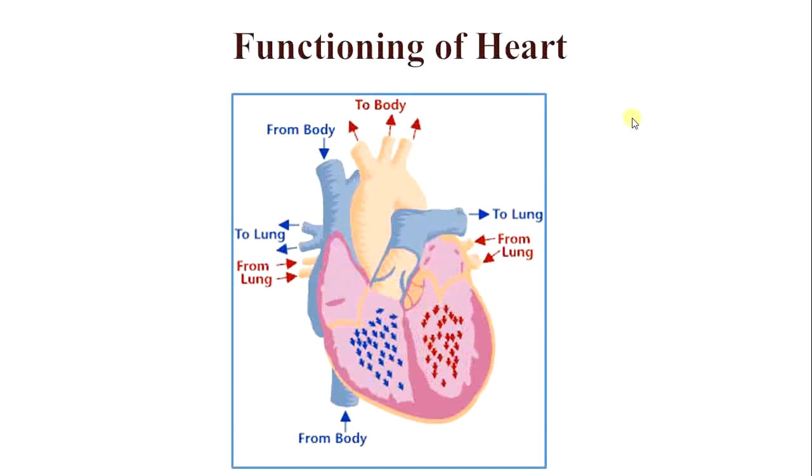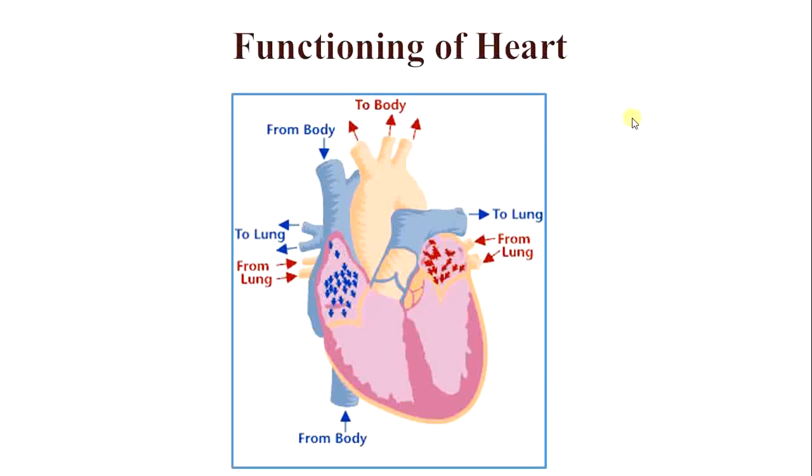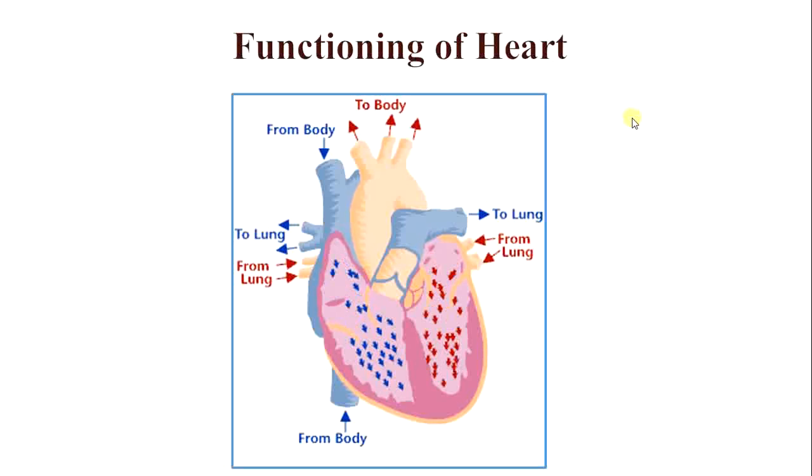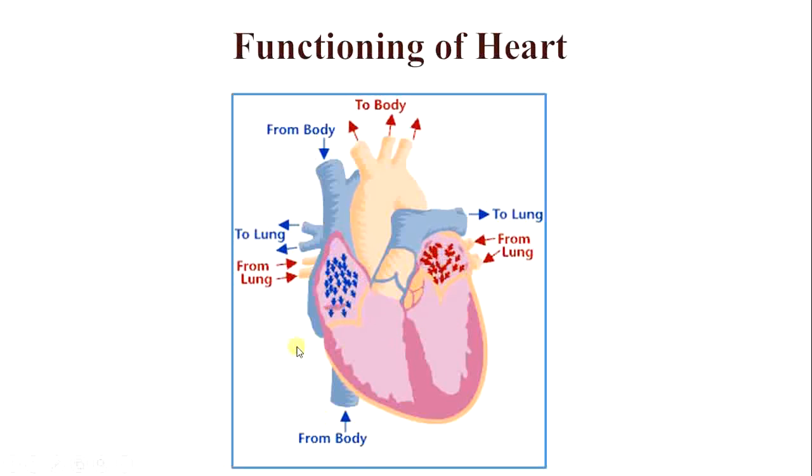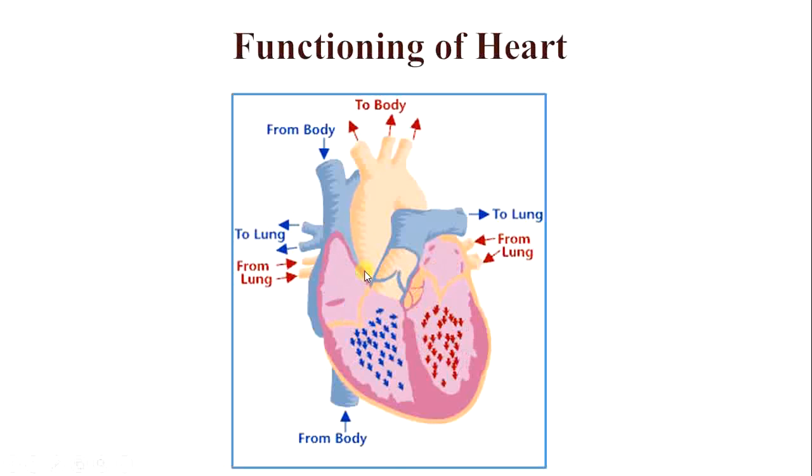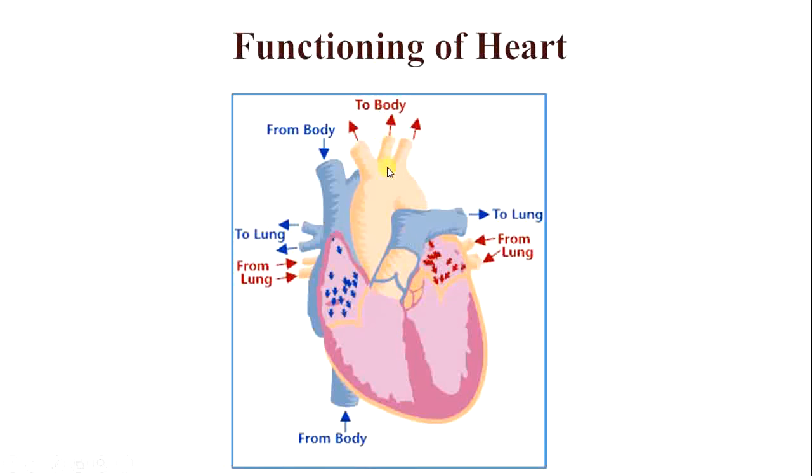You can see in the figure, the blue color is again indicating the impure blood, and the red color indicates the pure oxygenated blood. From the body parts, the blood is taken through the superior and the inferior vena cava, enters into the right side of the heart, and goes towards the lungs. From the lungs the oxygenated blood in red is given through the aorta to all the body parts.